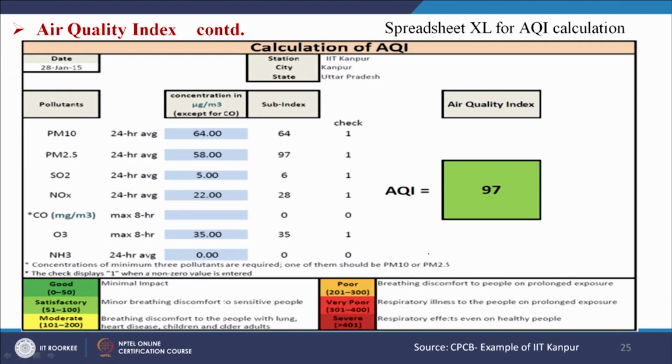So, this is one example of it. You see here we will be putting the concentration values here. So, sub-indices will be generated and ultimately the AQI will also be given here. So, here 97 means it is less than 100, so satisfactory. This color is also showing satisfactory. Okay. So, this is developed by IIT Kanpur, and this can be used for the calculation of the air quality index, but we need at least 3 air quality parameters, out of which one must be either PM10 or PM2.5.